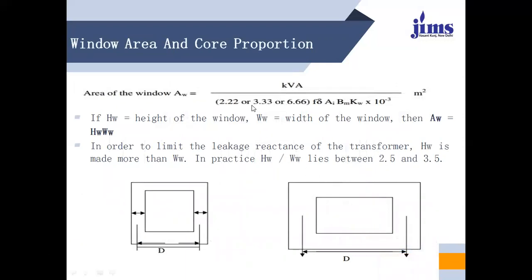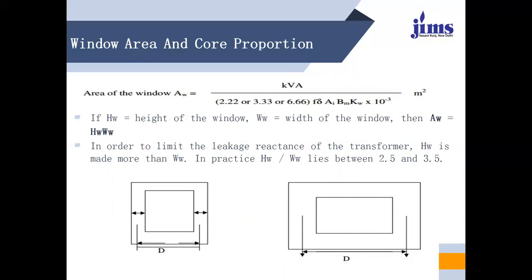Next will be the area of the window and the core proportion. The formula for the single phase is 2.22 or 3.33 or 6.66 times f, del, Ai, Bm, Aw into 10 to the power minus 3. If Hw is the height of the window and Ww is the width of the window, then the area of the window is Hw times Ww. In order to limit the leakage reactance of the transformer, Hw is made more than Ww. In practice, Hw by Ww lies between 2.5 and 3.5.